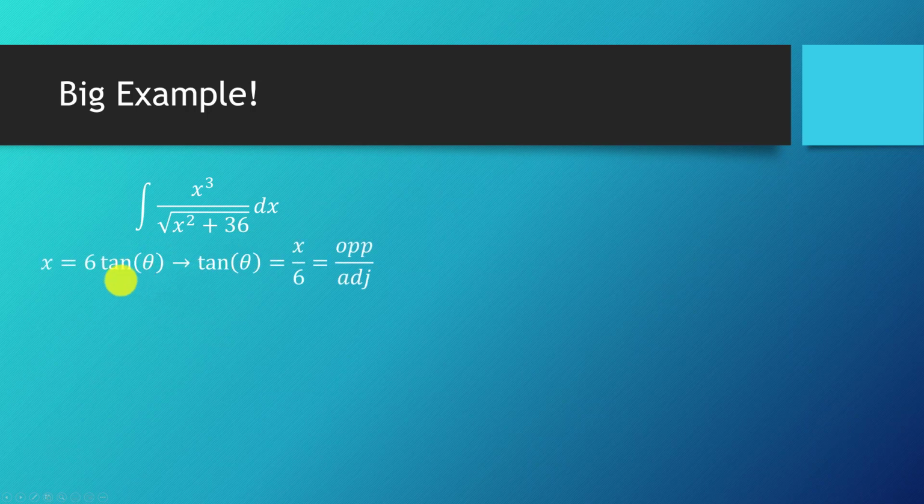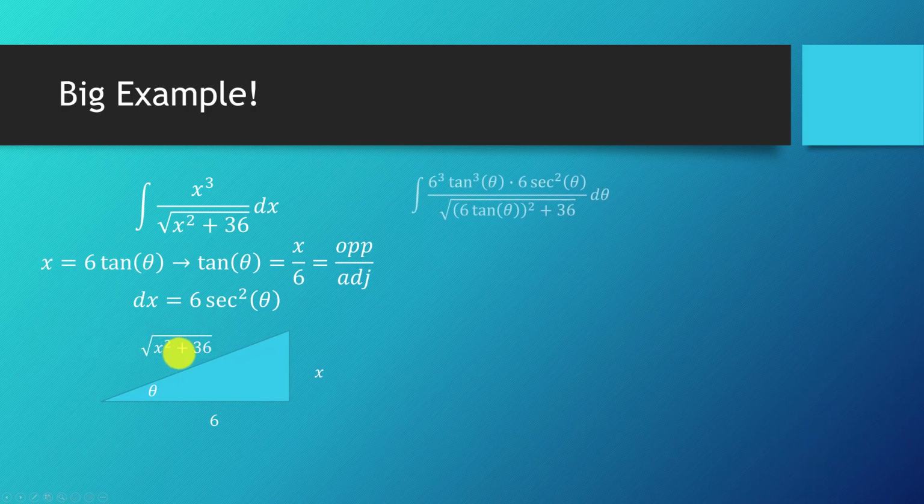So first thing we're going to write x equals 6 tan theta, just solving for tan theta right away for the purposes of drawing our triangle. Tan theta equals x over 6, and that's opposite over adjacent. We also want to say dx is 6 secant squared theta. So let's draw our triangle. Opposite is x, adjacent is 6, and that means the hypotenuse will be square root x squared plus 36.